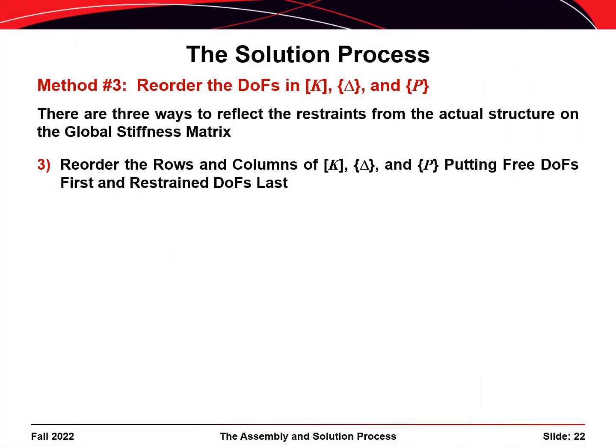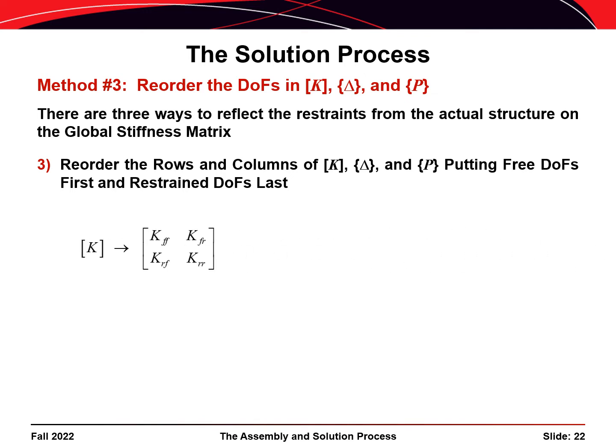A third method of restraining the global stiffness matrix is to reorder the degrees of freedom in the global stiffness matrix K, the displacement vector delta, and the load vector P such that the free or unrestrained degrees of freedom come first and the restrained degrees of freedom come last.